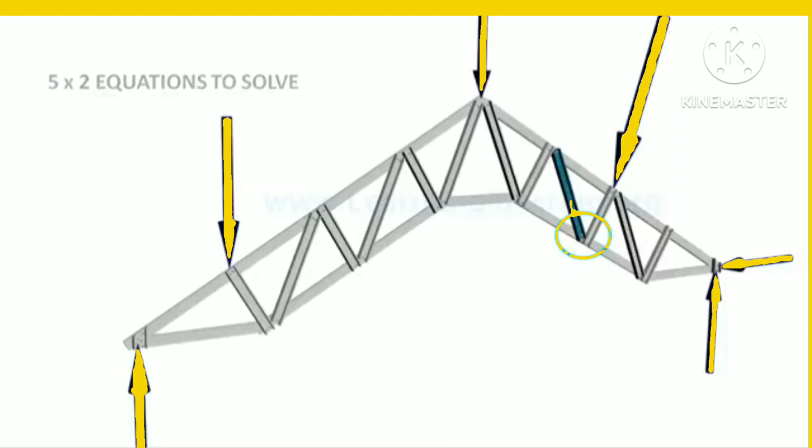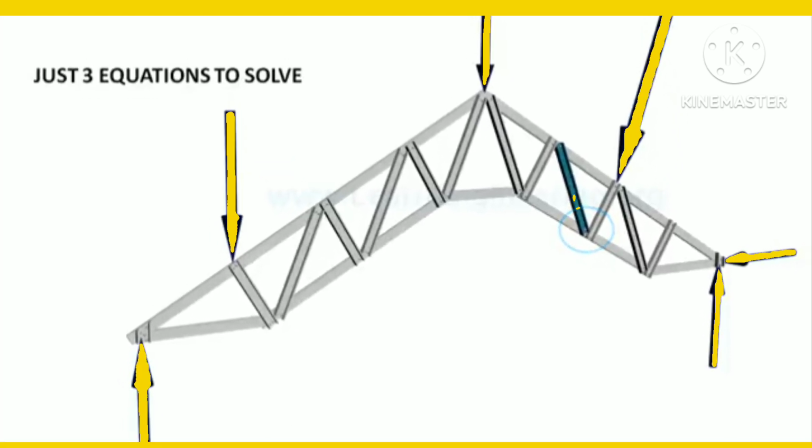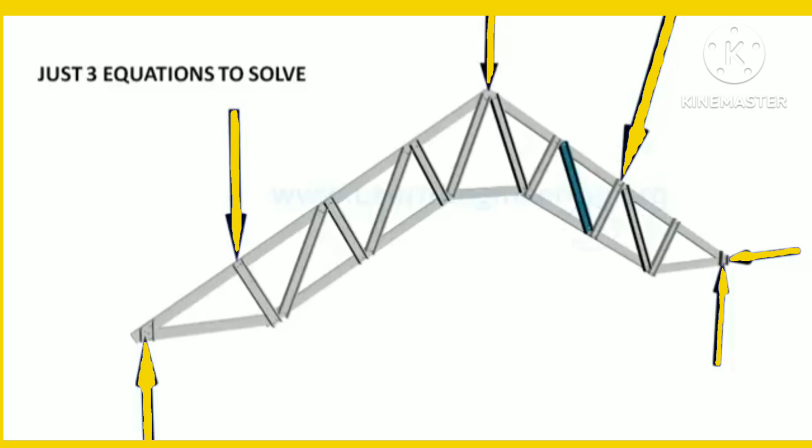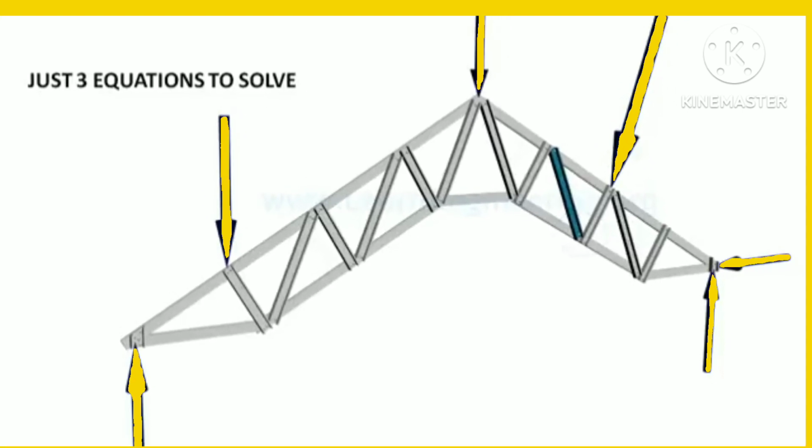But using method of sections, just by solving 3 equations, we can solve for load in any truss member. That's the power of method of sections.